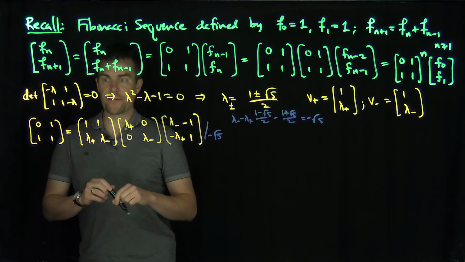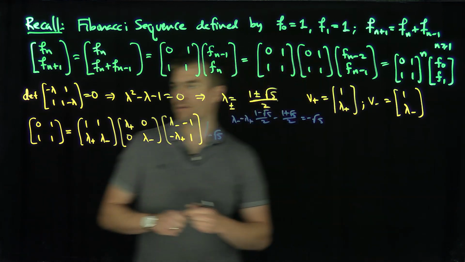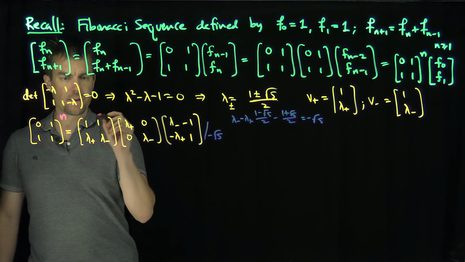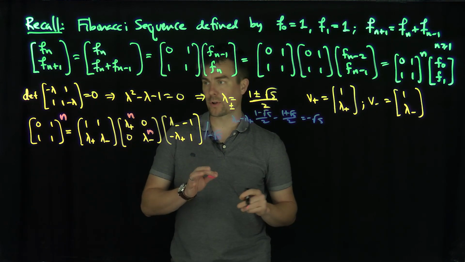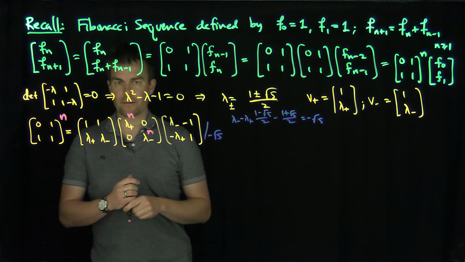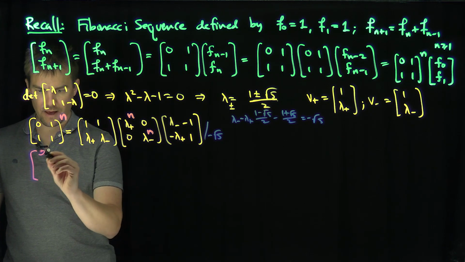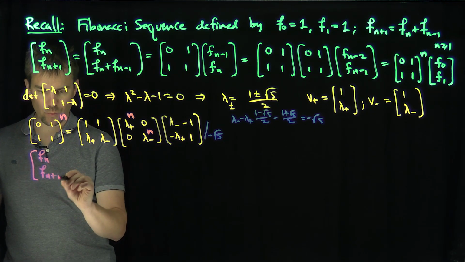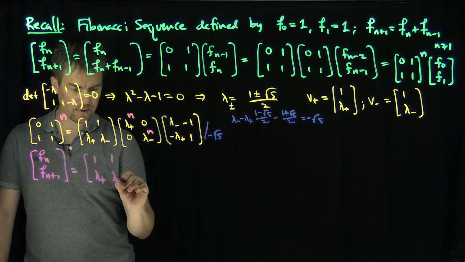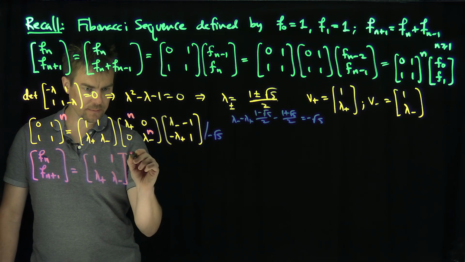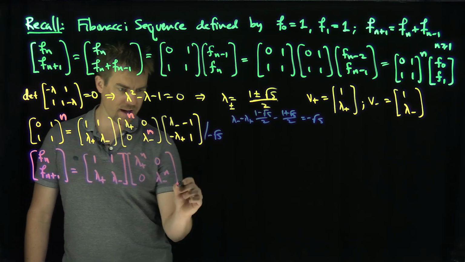Excellent. And of course, now if I raise this to the power n, the beautiful thing about this diagonalization procedure is that we can raise things to a power. All I need to do is raise the diagonal matrix to the nth power, so we get an nth power of each eigenvalue. That's the diagonalization trick. Great. And so now we're in a great position, because now we have that f n plus 1 is going to be 1, lambda plus, 1, lambda minus, and then this matrix, lambda plus to the n, 0, 0, lambda minus to the n, right?